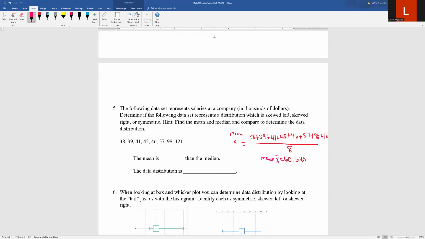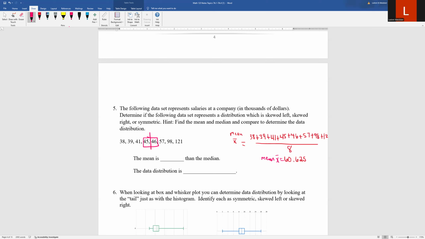Now, if you have 9 items, there would be just one number in that group that would be in the middle. But because we have 8 items, there are 2 numbers in the middle of this group. It's the 45 and the 46. They're both in the middle of our data from least to greatest.